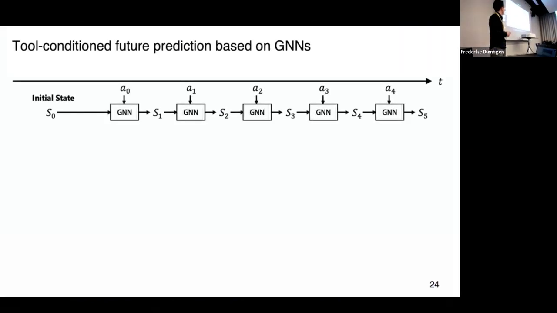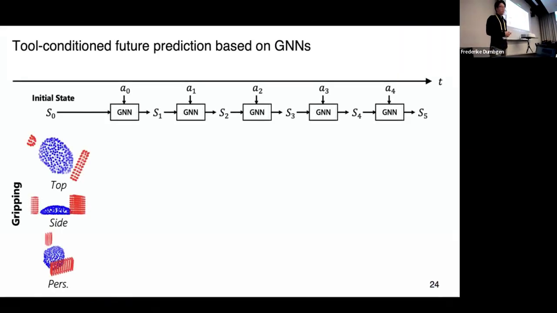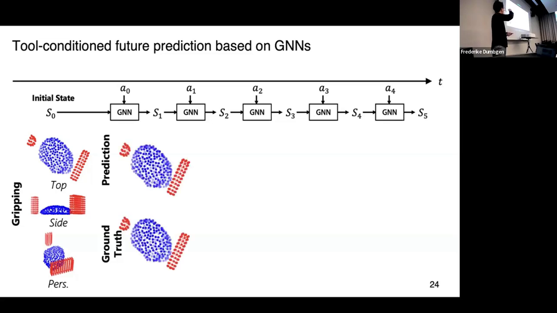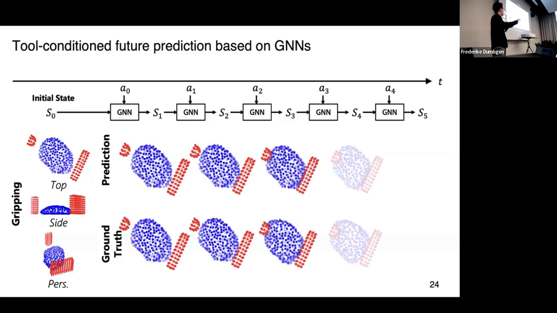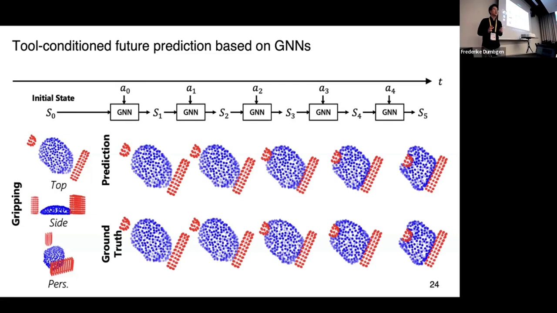Here is our visualization of the predicted dynamics. On the top row is our prediction. On the bottom row is what actually happens in the real world, which is essentially our visual reconstruction of the interaction process. You can see our model's predictions are pretty well aligned with the ground truth.